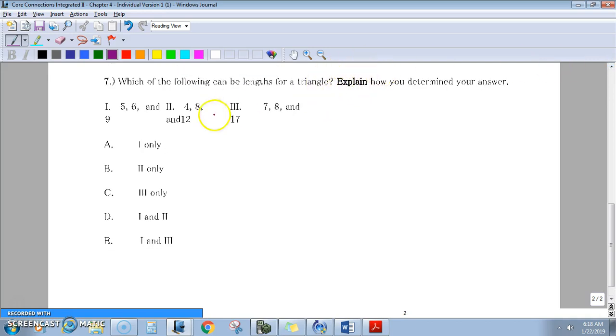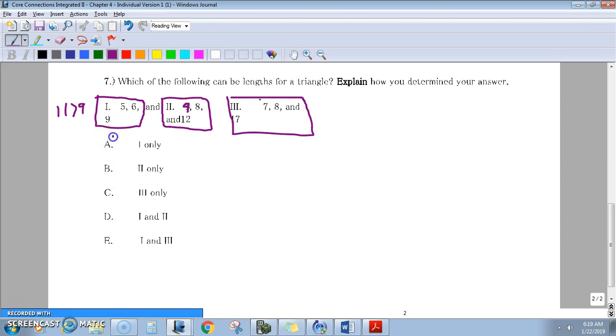So the hint here that I put on in Schoology anyway, is that the two smaller sides of a triangle must add up to be more than the third side, the longest side of the triangle. So in this first one, 5 plus 6 is 11, and 11 is greater than 9, so this one could be a triangle. Number 2, I think this is a 4, could be a 1. Either way, it doesn't work because 4 plus 8 is 12, but it's not bigger. It's equal to 12, but it's got to be bigger. And this last one, 7 and 8 is 15, and that's definitely not bigger than 17, so your answer is A, 1 only.